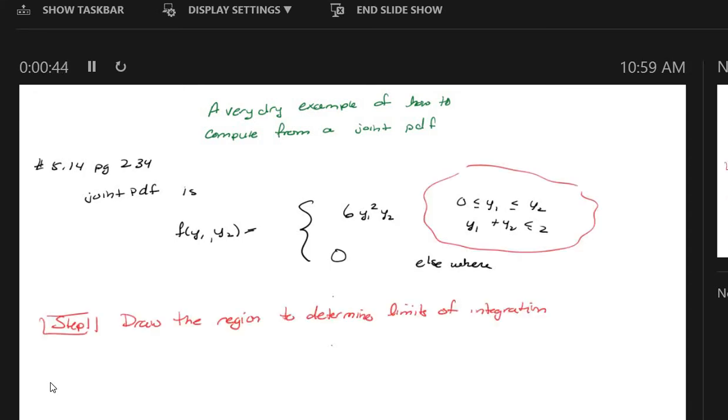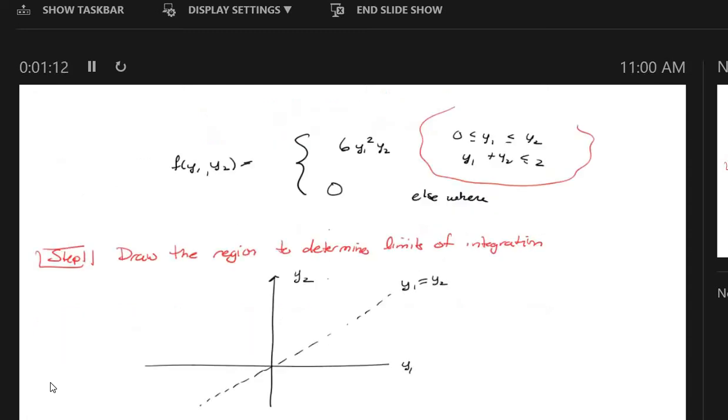So the first step is to draw that region to determine the limits of integration. I can't remember what the problem is asking for. I think it was to verify that this was indeed a probability density function. So what it wanted was for you to do the double integral and show that you get 1. So you have to calculate this double integral, and the first step is to take this region and draw these limits of integration. So how do you do that?